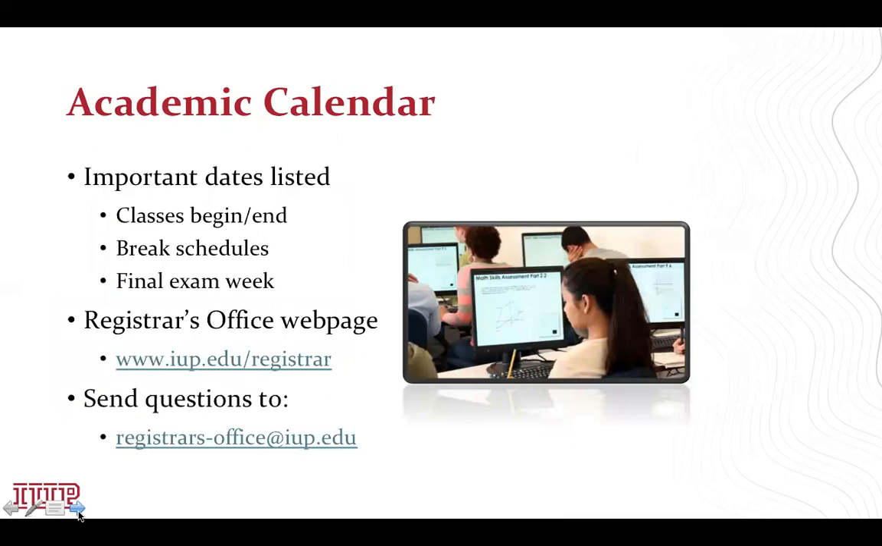Lastly, I would like to review how to access important dates for the upcoming semester. Both family members and students can access the academic calendar through the Registrar's Office webpage at iup.edu/registrar. Students can also access the academic calendar through My IUP. Important dates such as when classes begin and end, the dates of breaks and days off, and the final exam week schedule are included within the academic calendar, in addition to many other important semester dates.